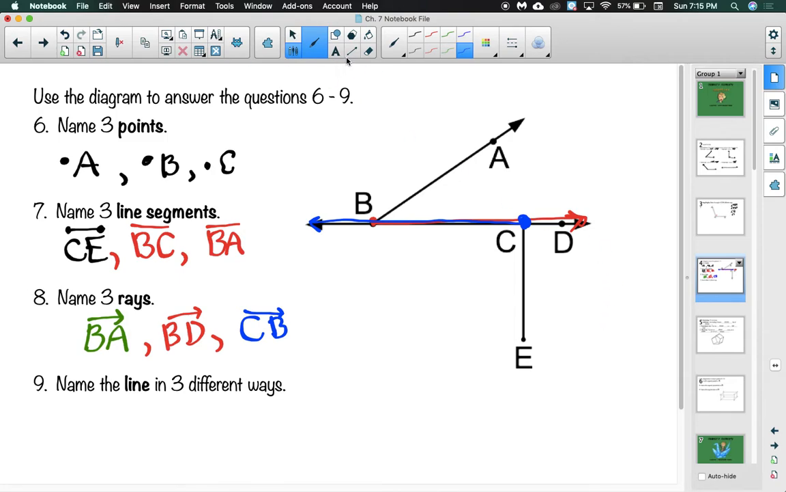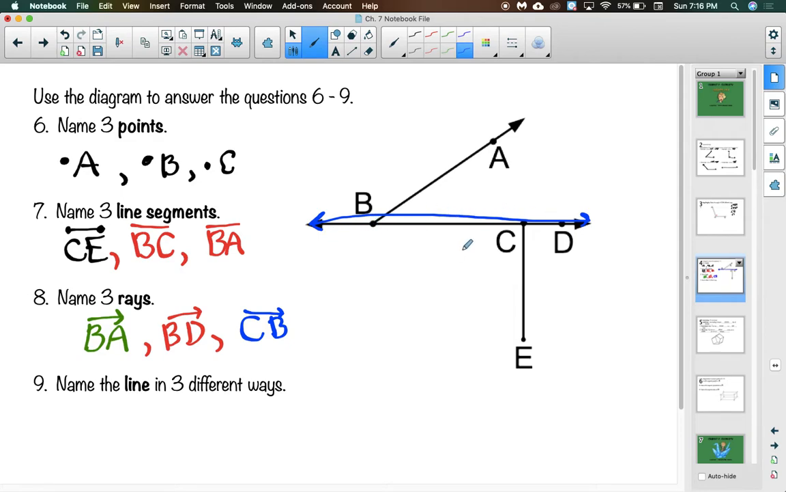Last but not least, it asks us to name the line in 3 different ways. So there's only one line in this whole diagram. The line itself is this guy right here. And the only reason that that's the only line is because it's the only part of our diagram that has an arrow at both ends. Okay, so that is our line.